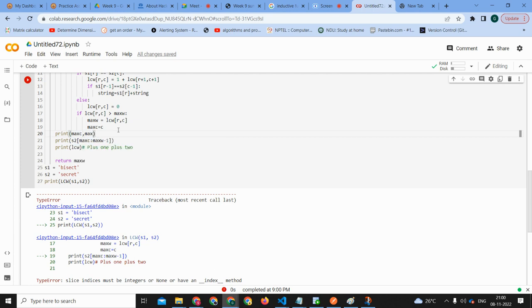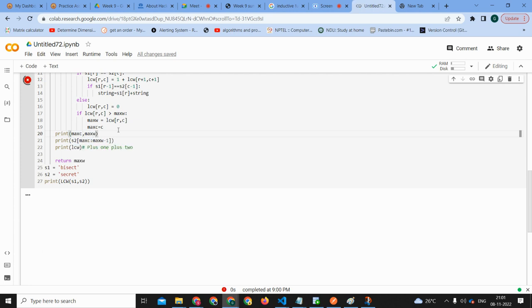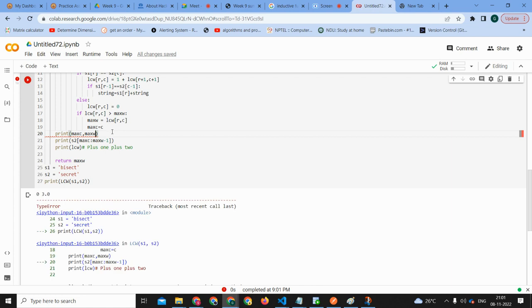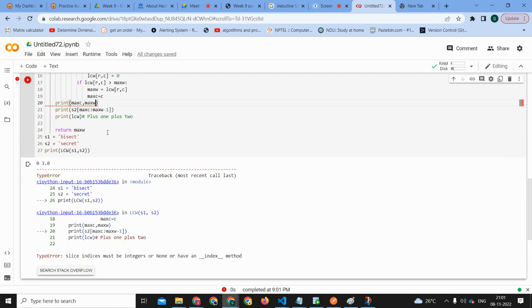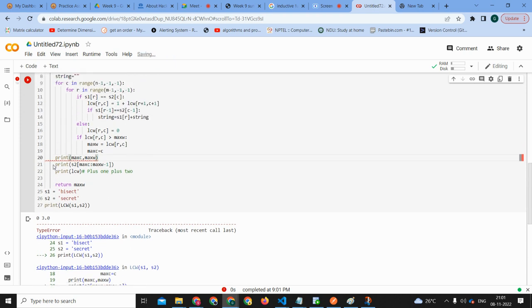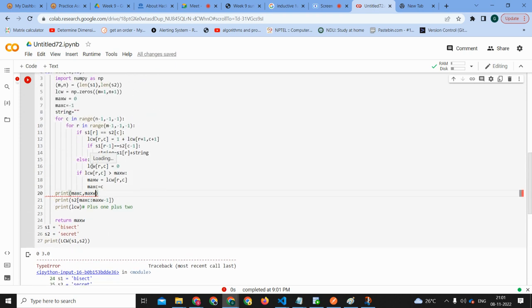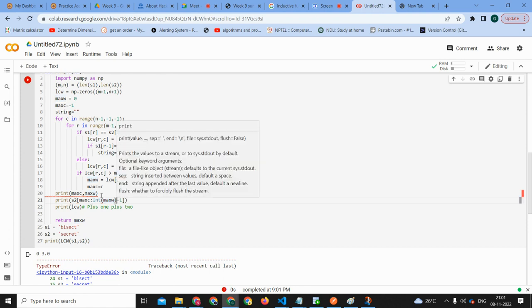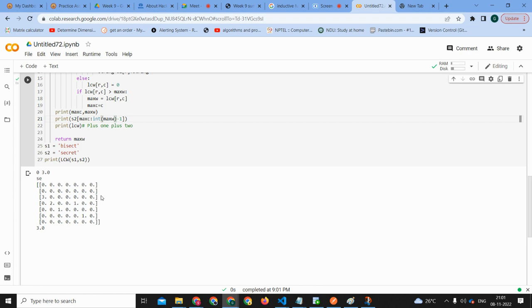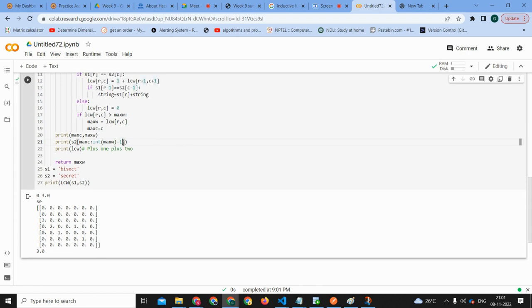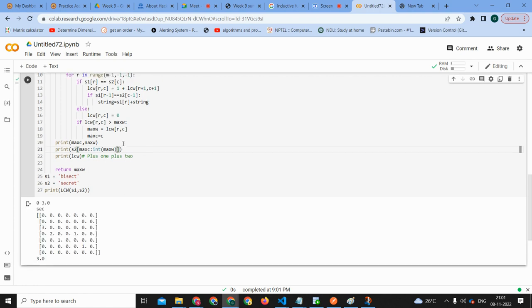Exactly. Can you print what max C and max W are? That's what I'm trying to do. It's coming as 3.0. Max W is a double, so we'll make it an int now. Yeah, the minus 1 is not required. That's what I was thinking.